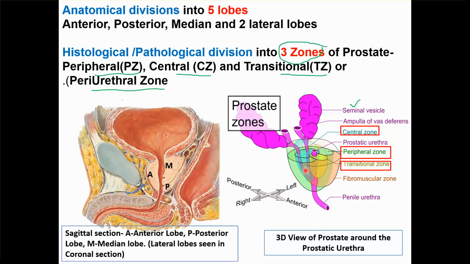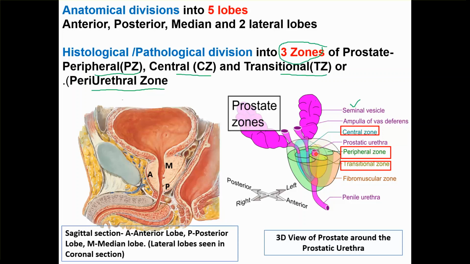So what you see in green is the peripheral zone. The one behind is the peripheral zone. Then around the ejaculatory duct, this part, which is cyan blue in color, is the central zone. You can see it extending from around the ejaculatory ducts towards the prostatic urethra. So this is the area, and that is the central zone.